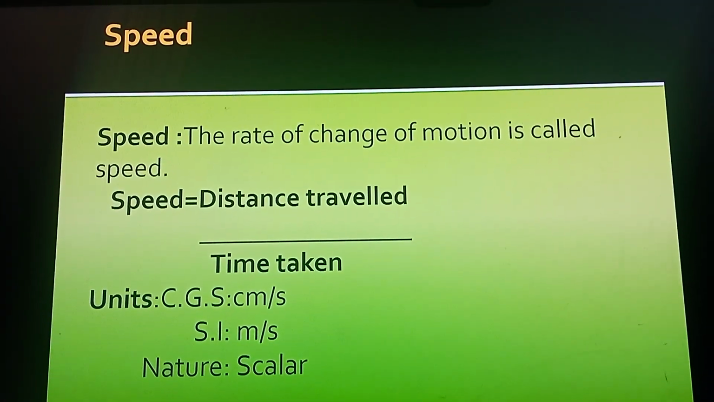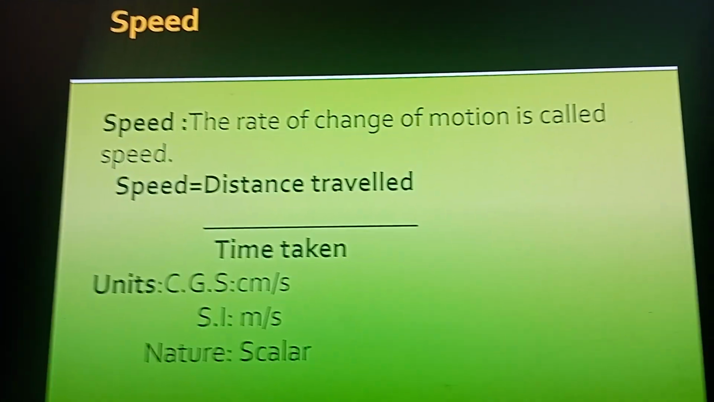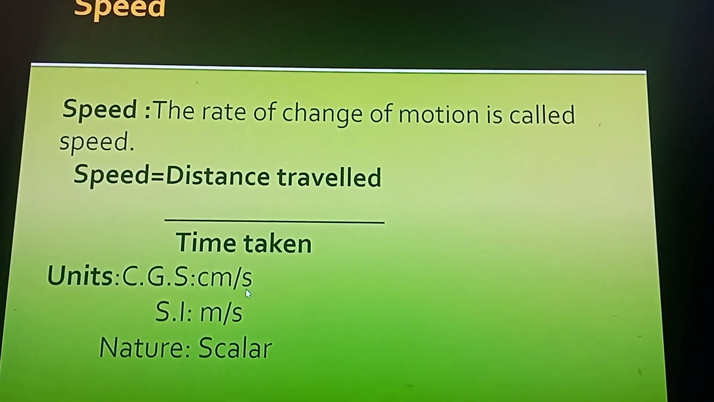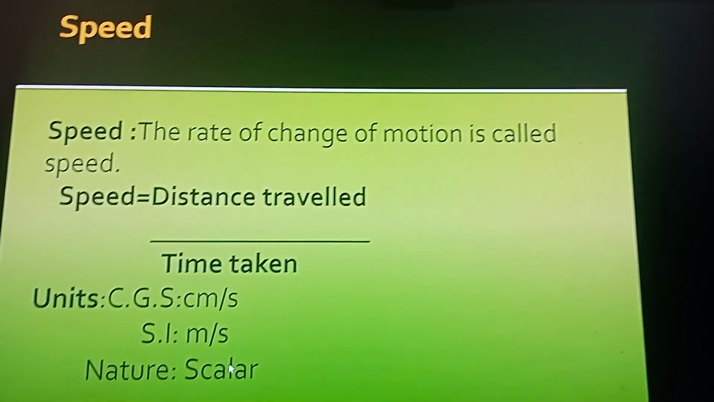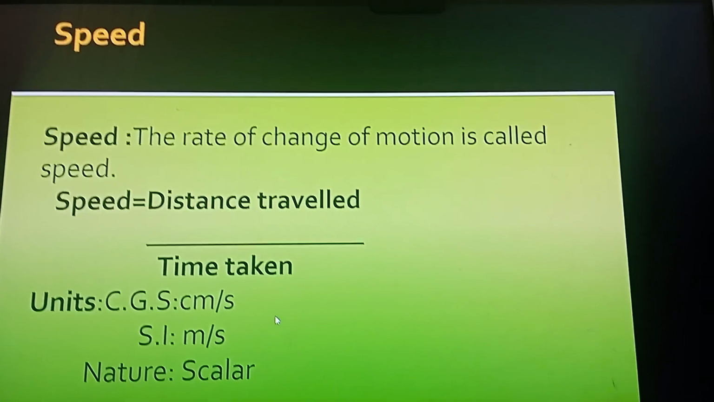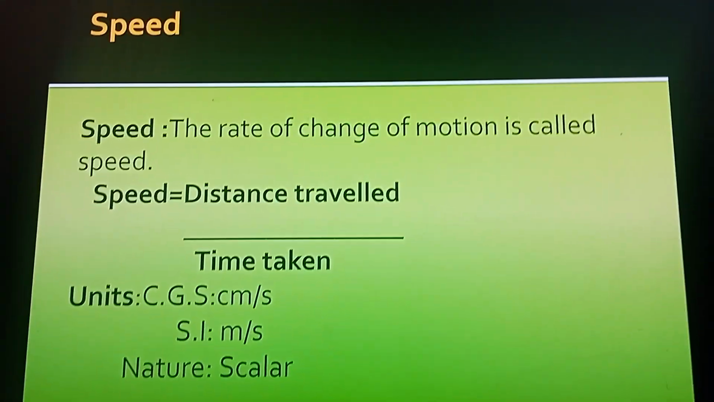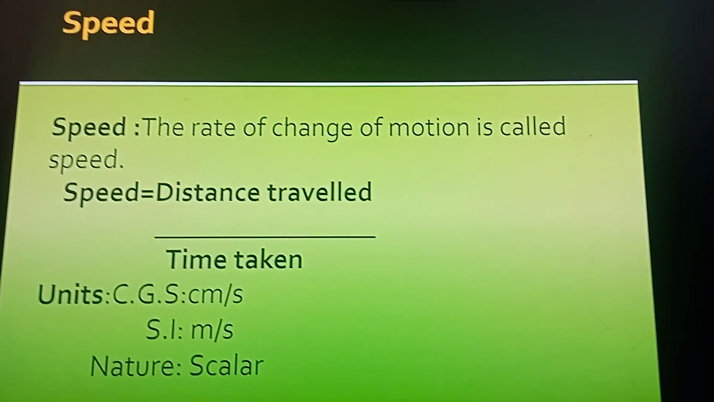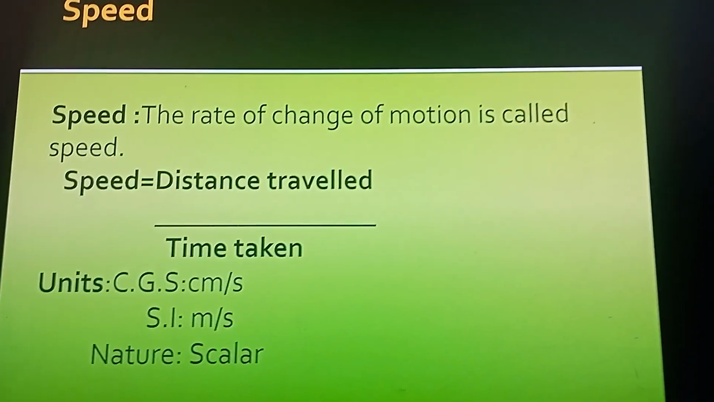What is speed? The rate of change of motion is called speed. Speed equals distance traveled divided by the time taken. What are the units? In CGS it is centimeter per second, in SI meter per second. And which quantity is it? Scalar. Scalar means it has only magnitude. Magnitude is nothing but a number. In which standard are you studying? You will say 7th, 8th. How old are you? 12. You are saying only a number, right? That is what we call magnitude, it has only a number.